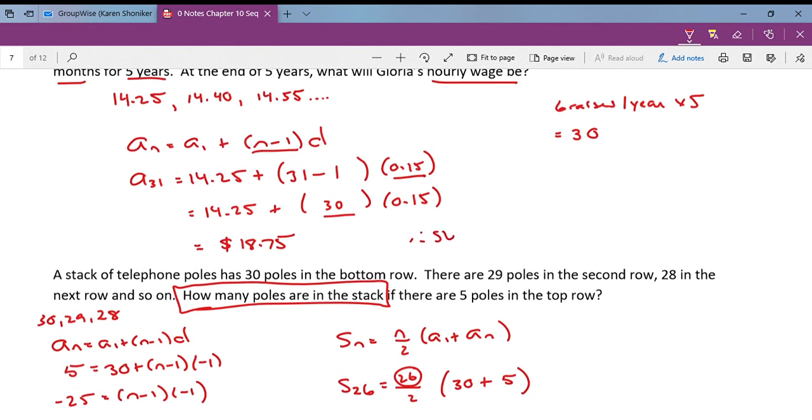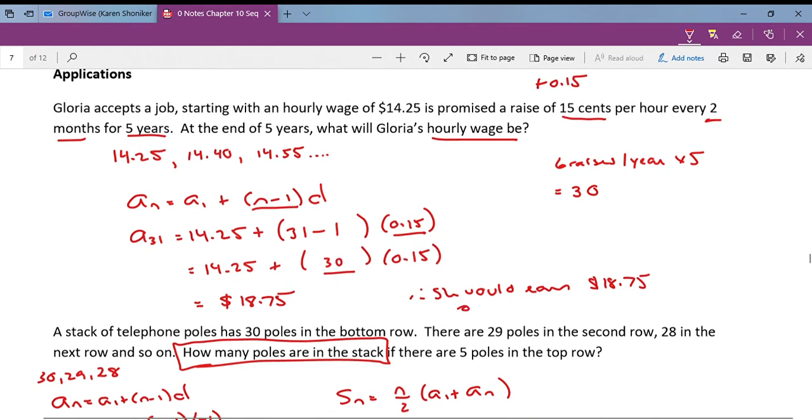Therefore, she would earn $18.75 at the end of 5 years. All right.